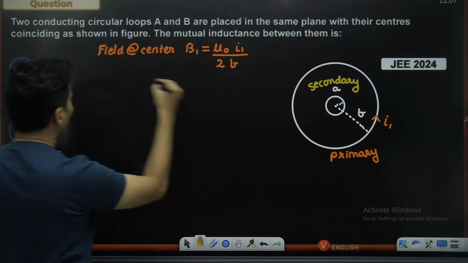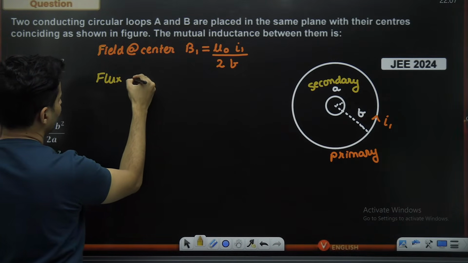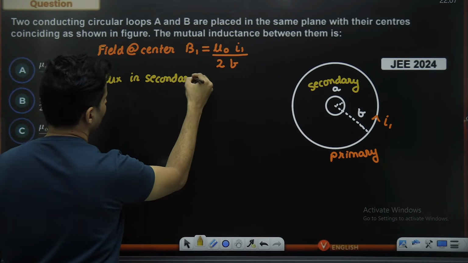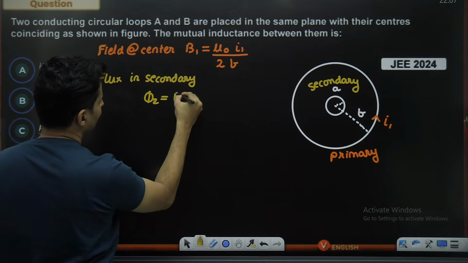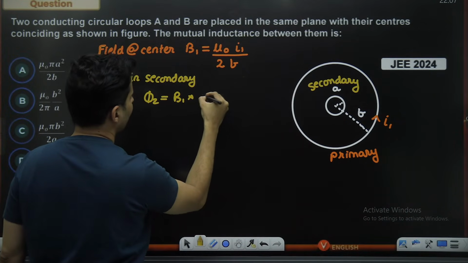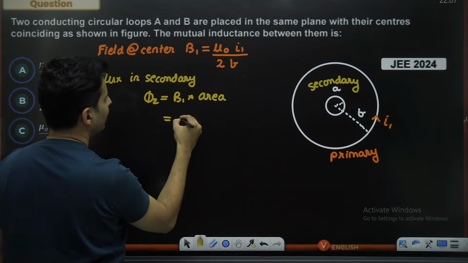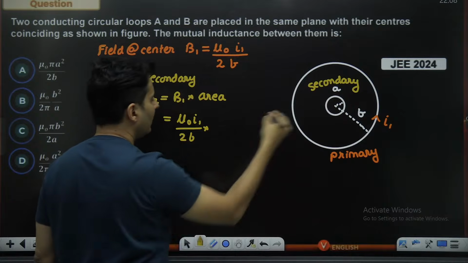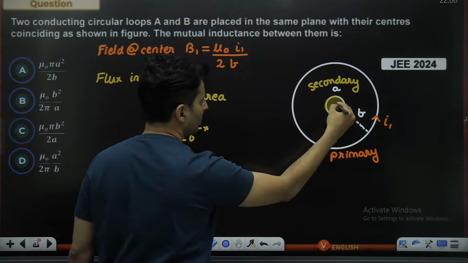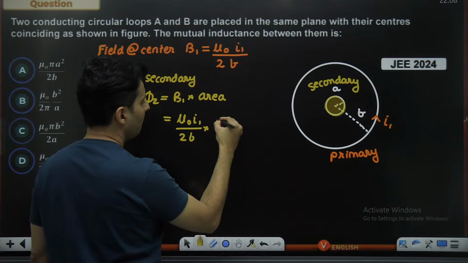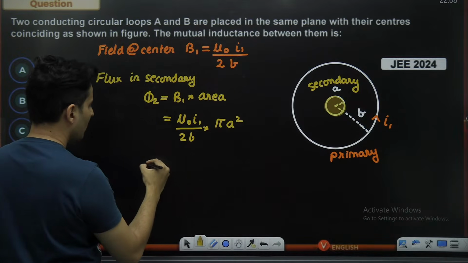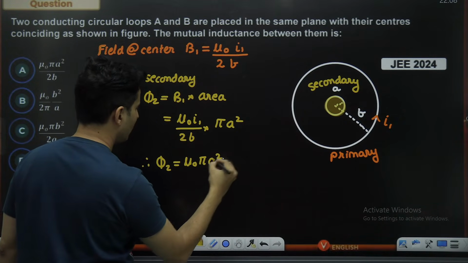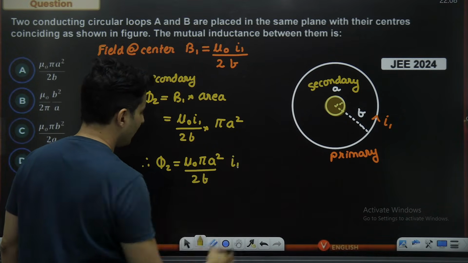So then if you ask me how much flux is there in the secondary coil, that flux will be the field multiplied by the area. The field is mu naught I1 by 2B. The area is the area of this particular coil, because how much flux is going through this part. So that will be pi A square. So therefore, this flux is mu naught pi A square by 2B, and there is I1 over here.